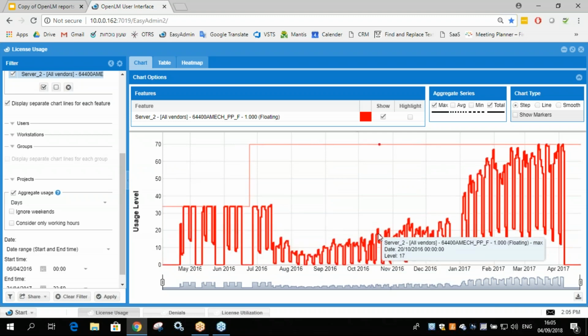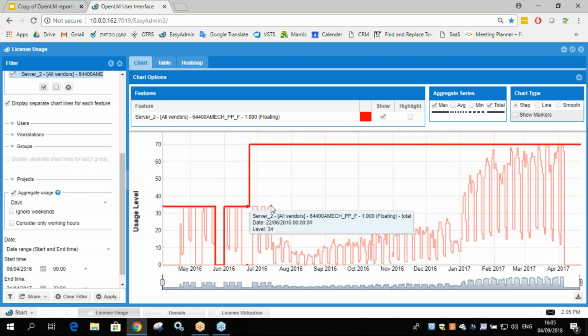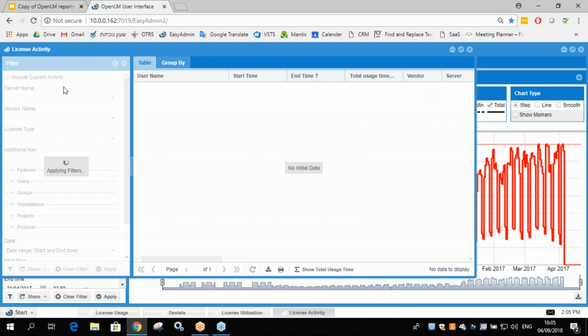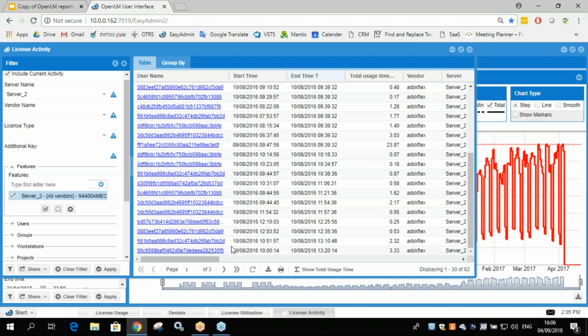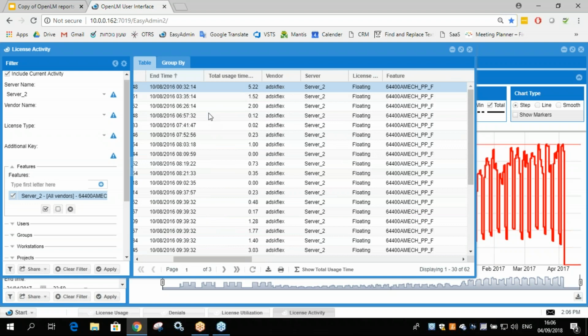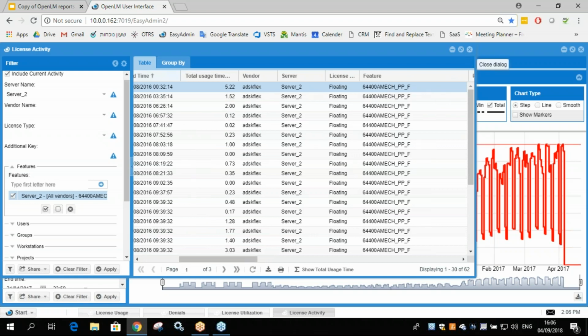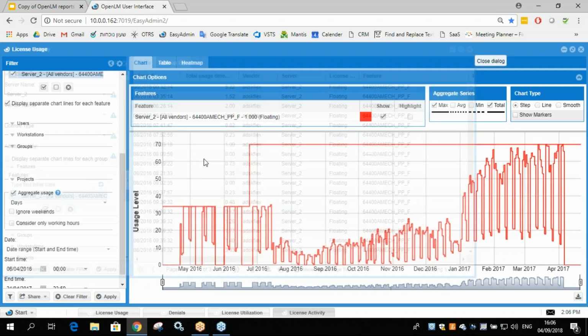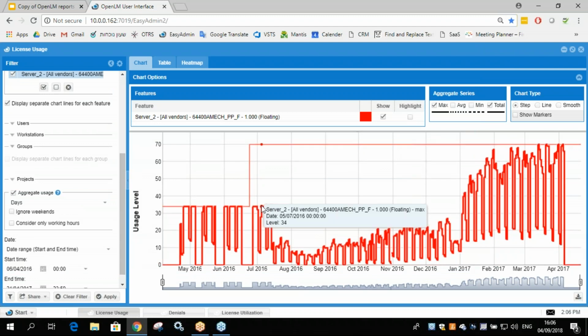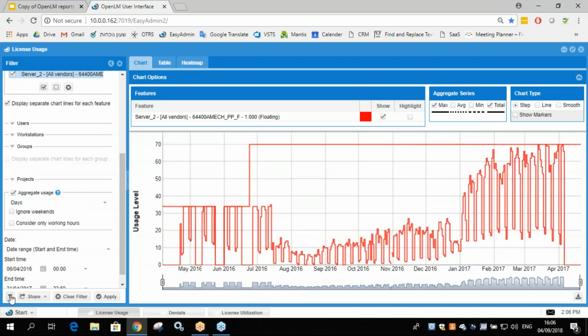So what can we do with these states? First of all, if we want to know who is using, we can simply click on a certain point in time and the license activity report will open, and we'll be able to see all these sessions: who used it, what was the time, when they started, what feature, and everything regarding this point in time. Now, the license usage report also has a heat map.